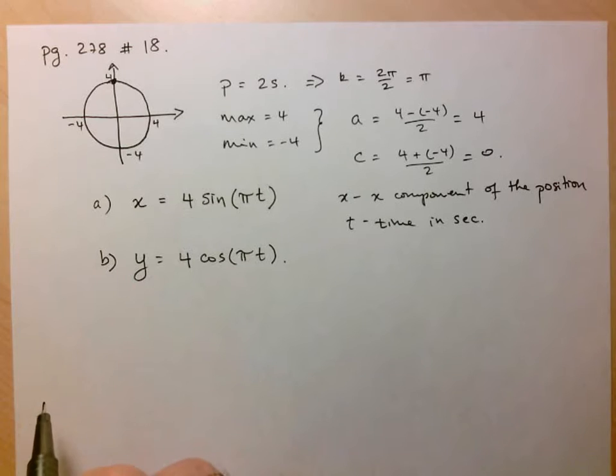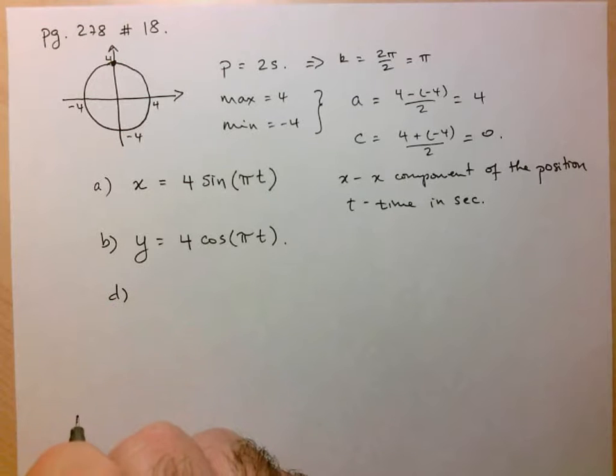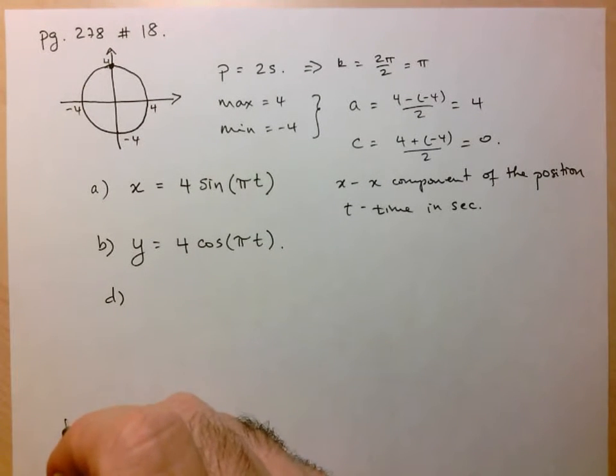Now they ask us to graph that. I'll leave that for you to do. So we'll move on to part D, which asks us to show that x squared plus y squared is going to be equal to 16.